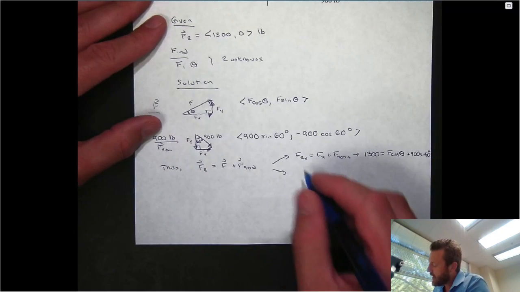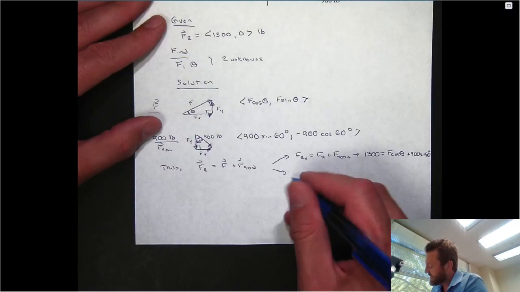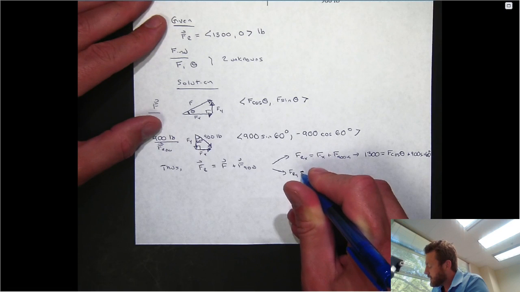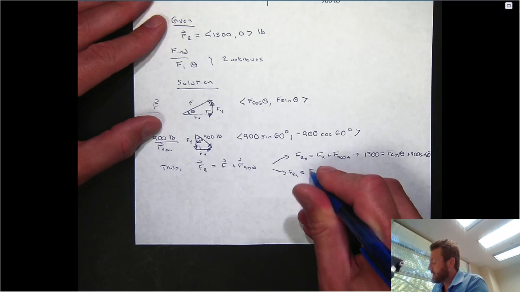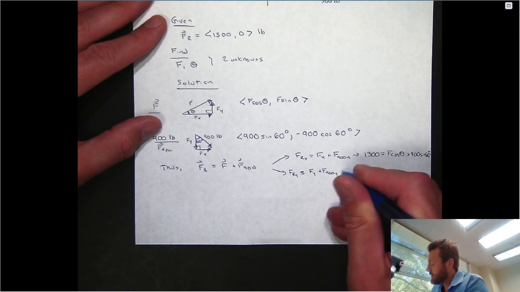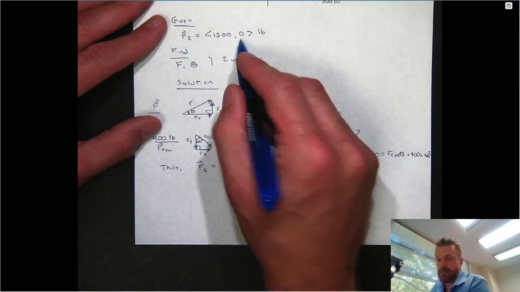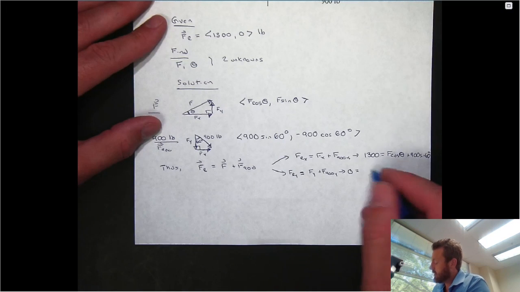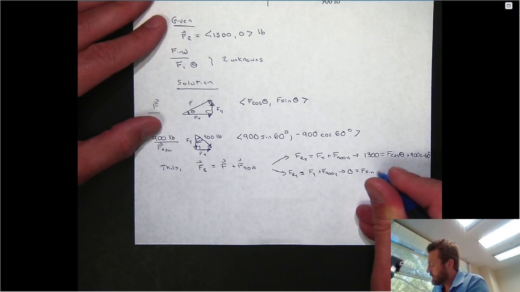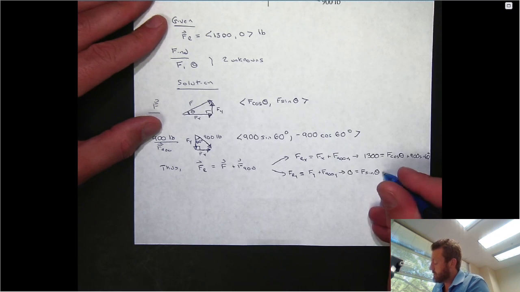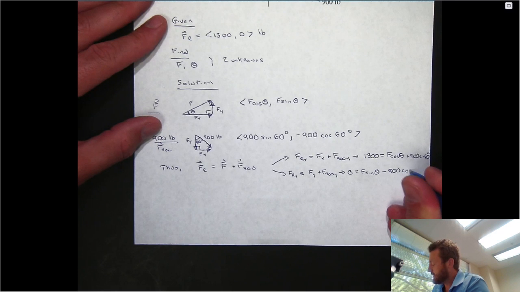So getting a little bit squished there in my writing. I'll move over more to the left for this time. So the y component of the resultant is equal to the y component of F plus the y component of the 900. Now notice that the y component of the resultant force is 0, and that will be equal to the y component of F, which is F sine theta, plus the y component of the 900 pound force, which is minus 900 cos 60.